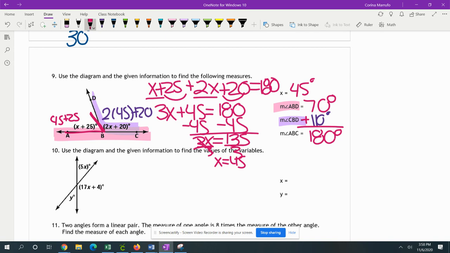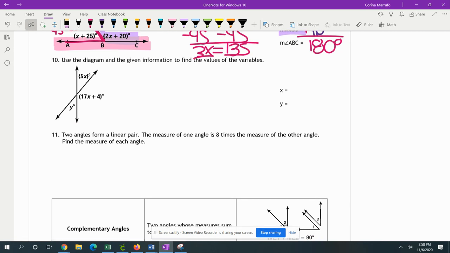Okay, the next one, here it says use the diagram and the given information to find the values of the variables. All right, so this time we have 2 pairs of angles. First, if we look, we have our vertical angles here. We have 5x is vertical angles with y. So that means that 5x is equal to y. Remember, vertical angles are equal, so you set them equal to each other. Unfortunately, you have 2 different variables. You have an x and a y, so you can't solve for either one.